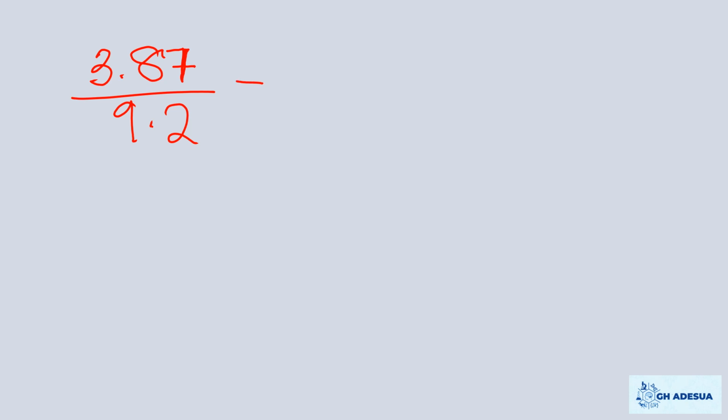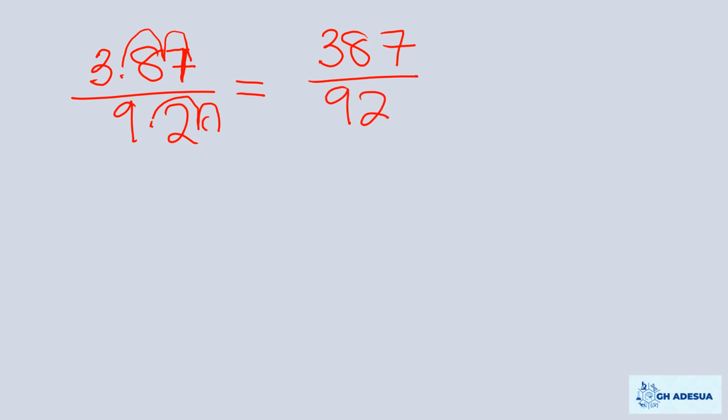All right. So if you multiply the top, you move 2 decimal places for the top, 1, 2. You do the same for the bottom, 1, 2. So in effect, you have what? 387 over 920, right? Okay. So we push it for the long division. Let me use a new page.